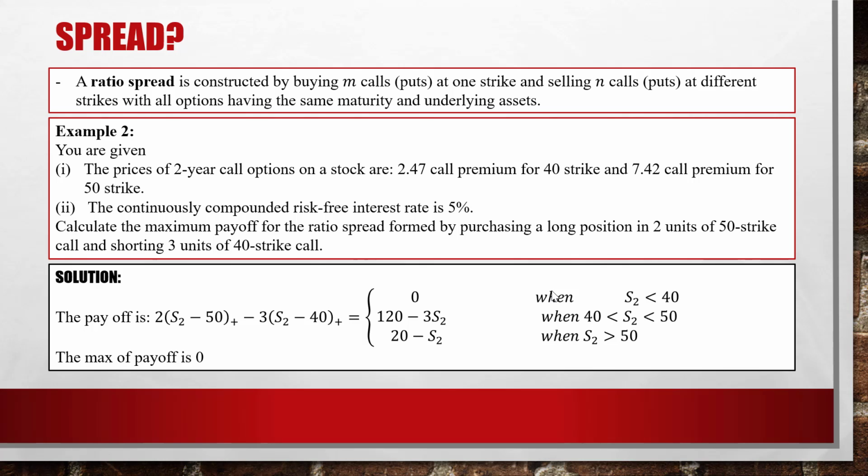So by doing so, we obtain the payoff function should be either 0 when S2 is less than 40, or 120 minus 3 S2 when 40 is less than S2 less than 50, or it should be 20 minus S2 when S2 is greater than 50, right? So the max payoff in this case should be 0.